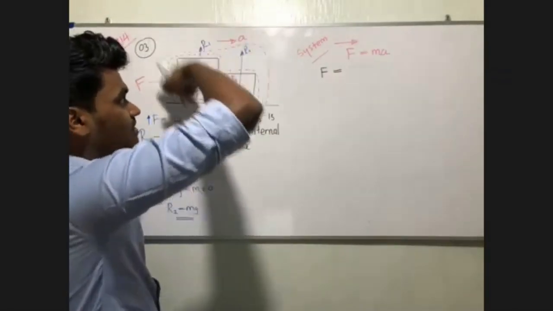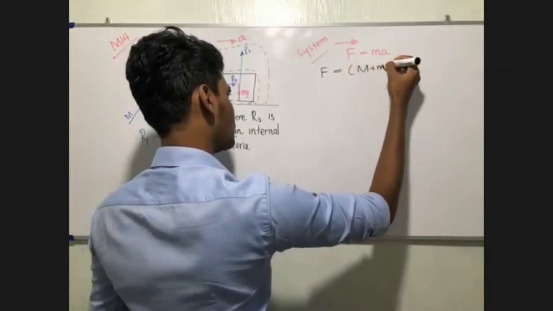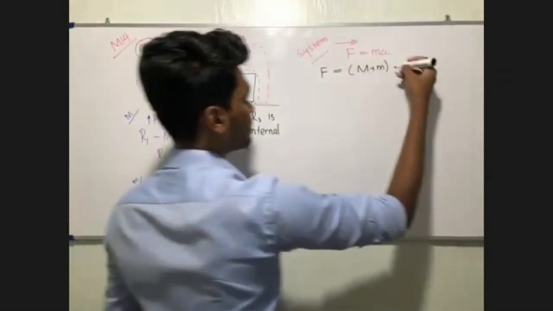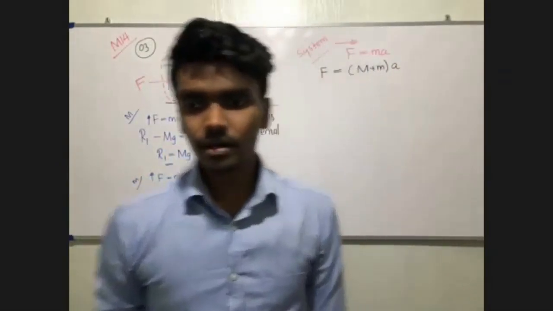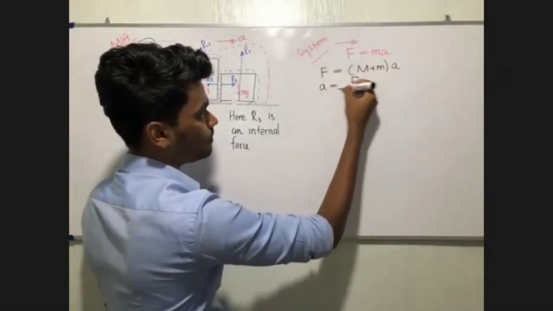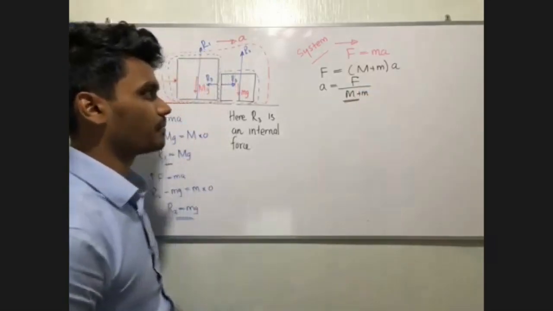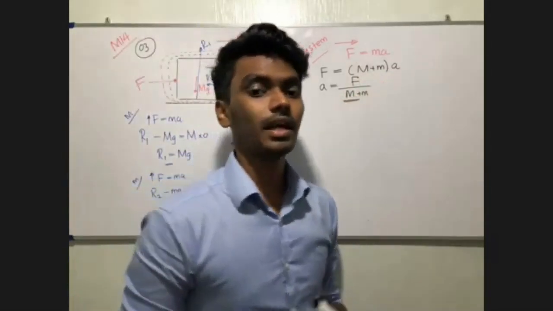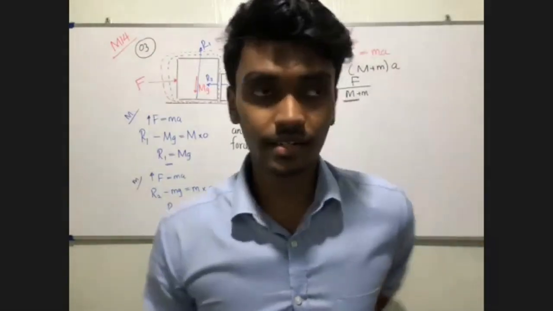What is the total mass of the system? Capital M plus small m. The complete system is moving with what acceleration? A. Now we can find the acceleration. Acceleration is equal to F over M plus small m. Now we have found the acceleration. Now what?